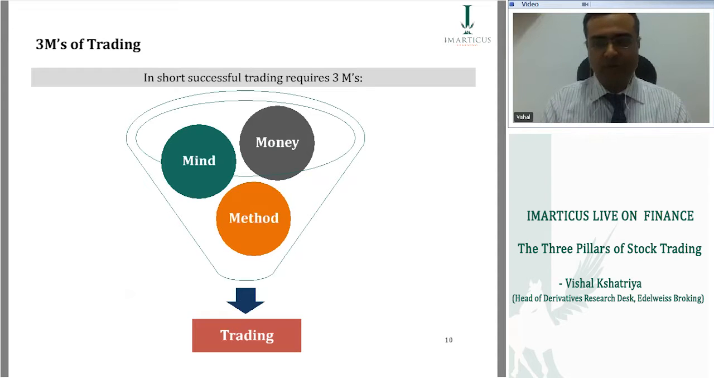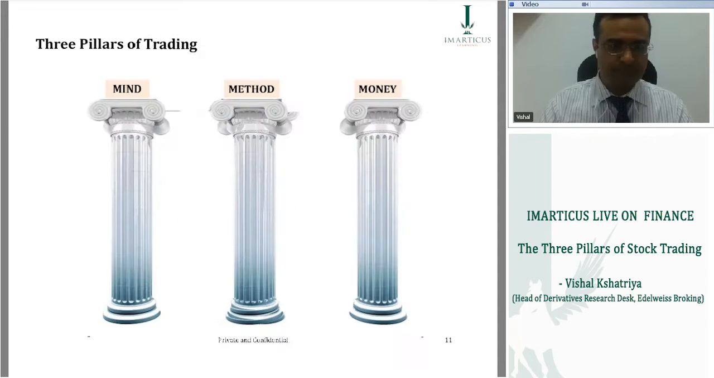So what we are going to do is start, one by one, the 3 M's of trading: mind, money, and method. It is often said that if you master your emotion, you will be the master of the market. So these are the 3 pillars: mind, method, and money.